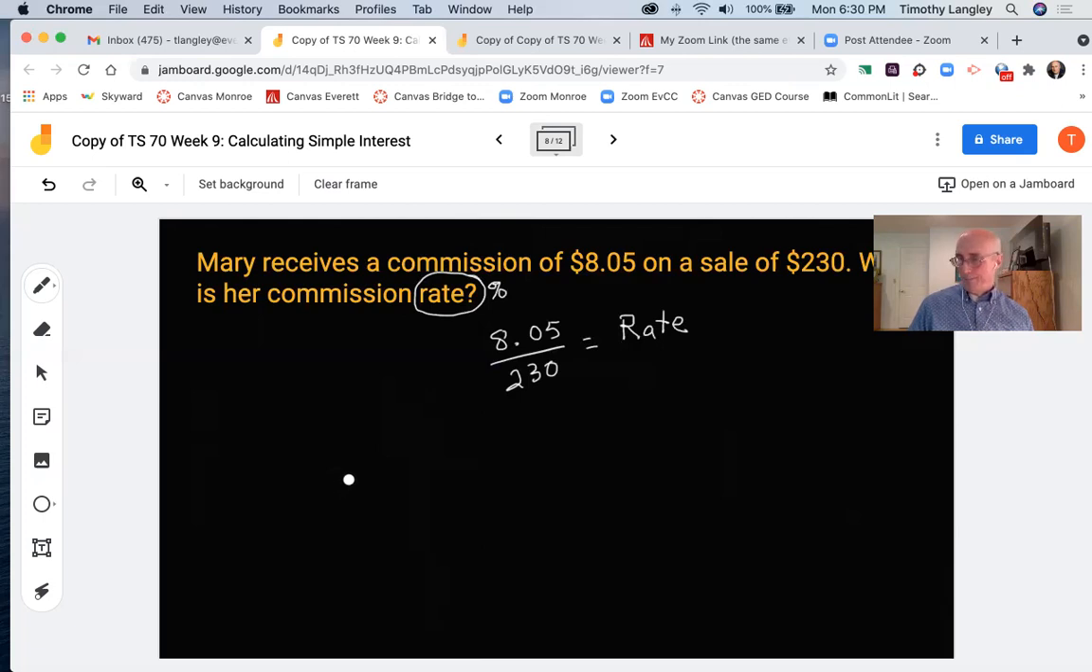Let me give you an example. If you got 12 problems right out of 15 on a test, and you want to know what percent that is, what is 12 out of 15? You would divide 12 by 15, get a decimal, move the decimal point two places, and that gives you your percentage.